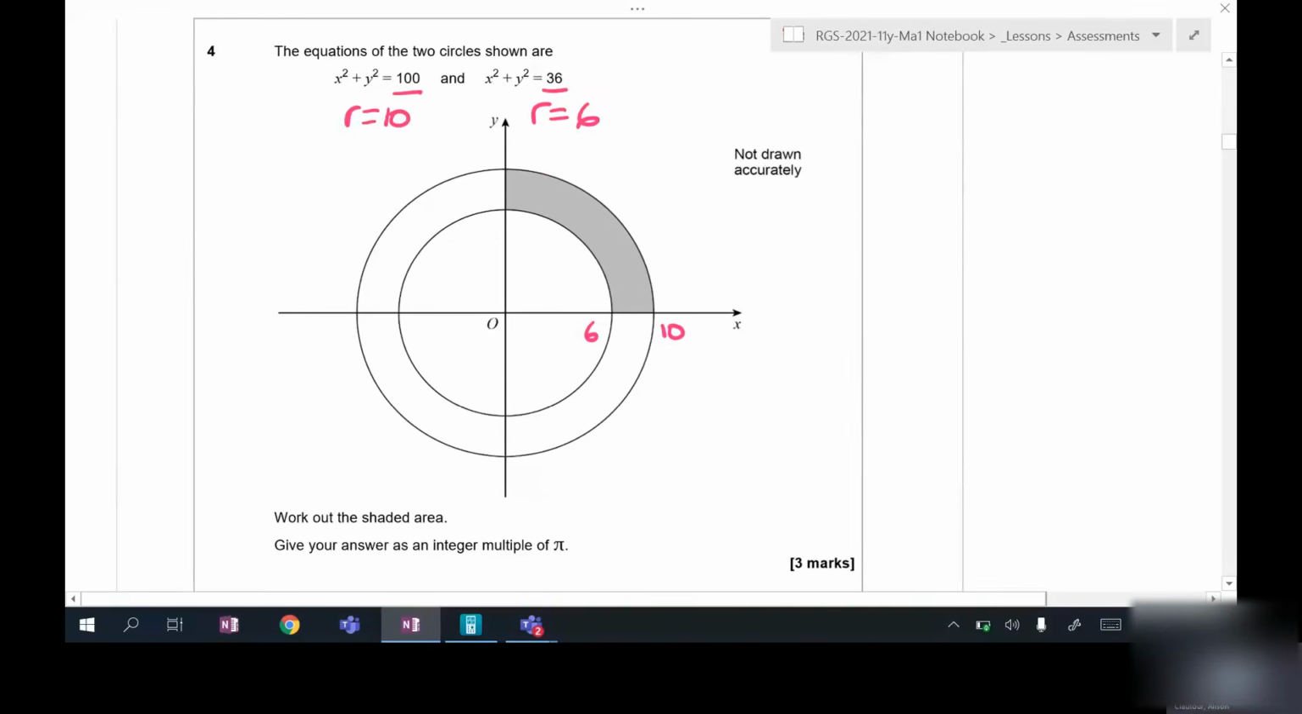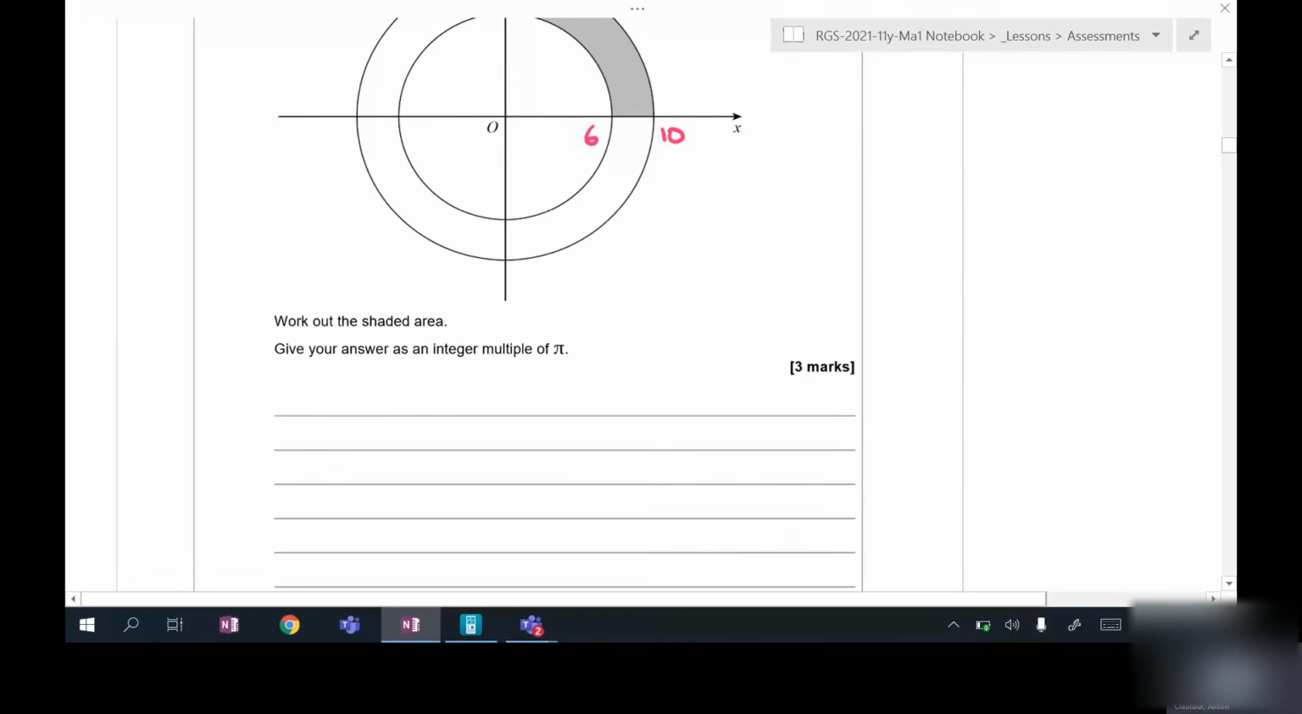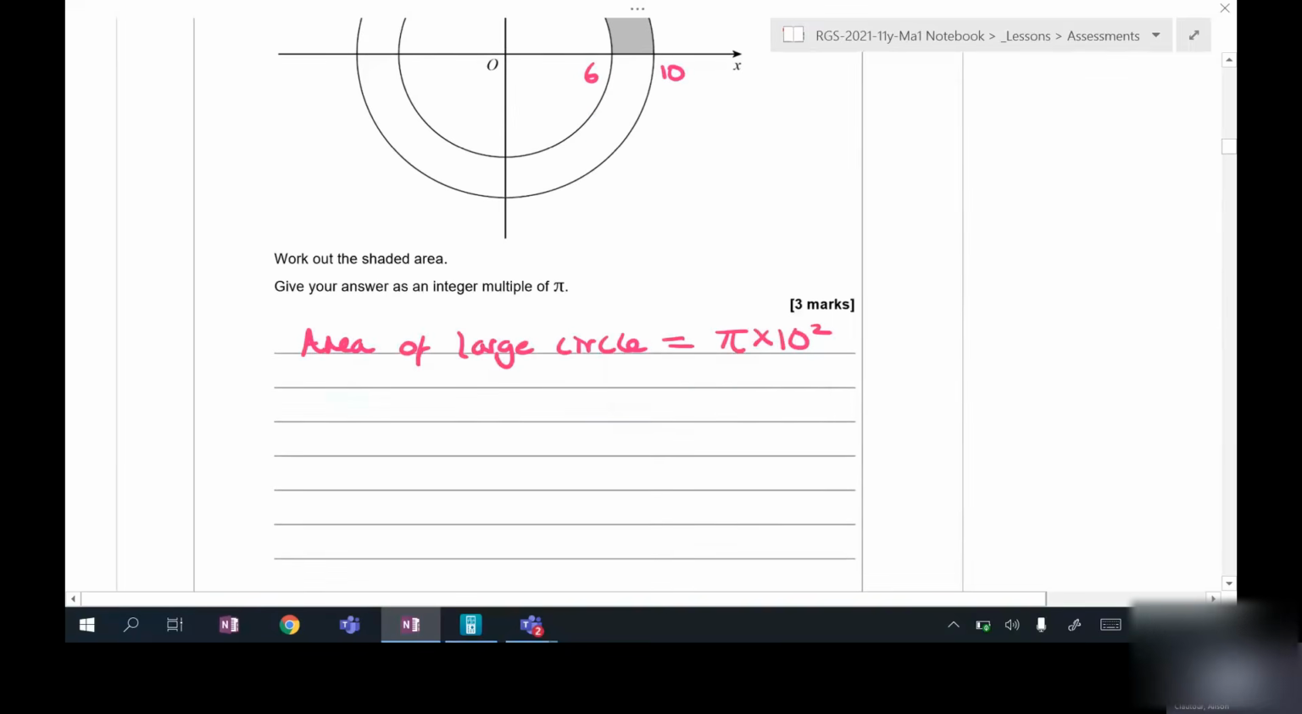If I wanted the whole of the inner tube, I'd obviously do the larger circle, take away the smaller circle. So your area of the large circle is pi times r squared, which is pi times 10 squared. So 100 pi. Area of the small circle is pi times 6 squared.